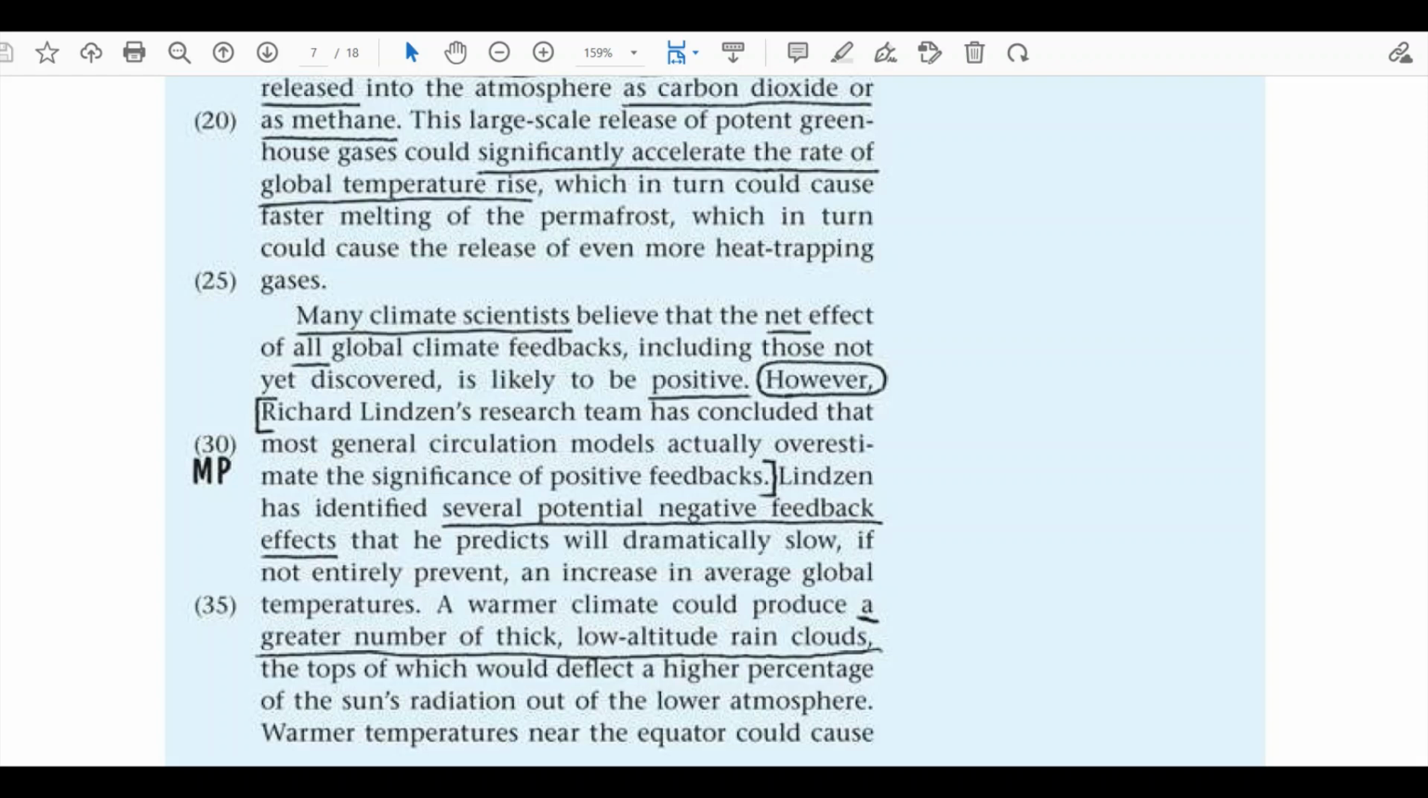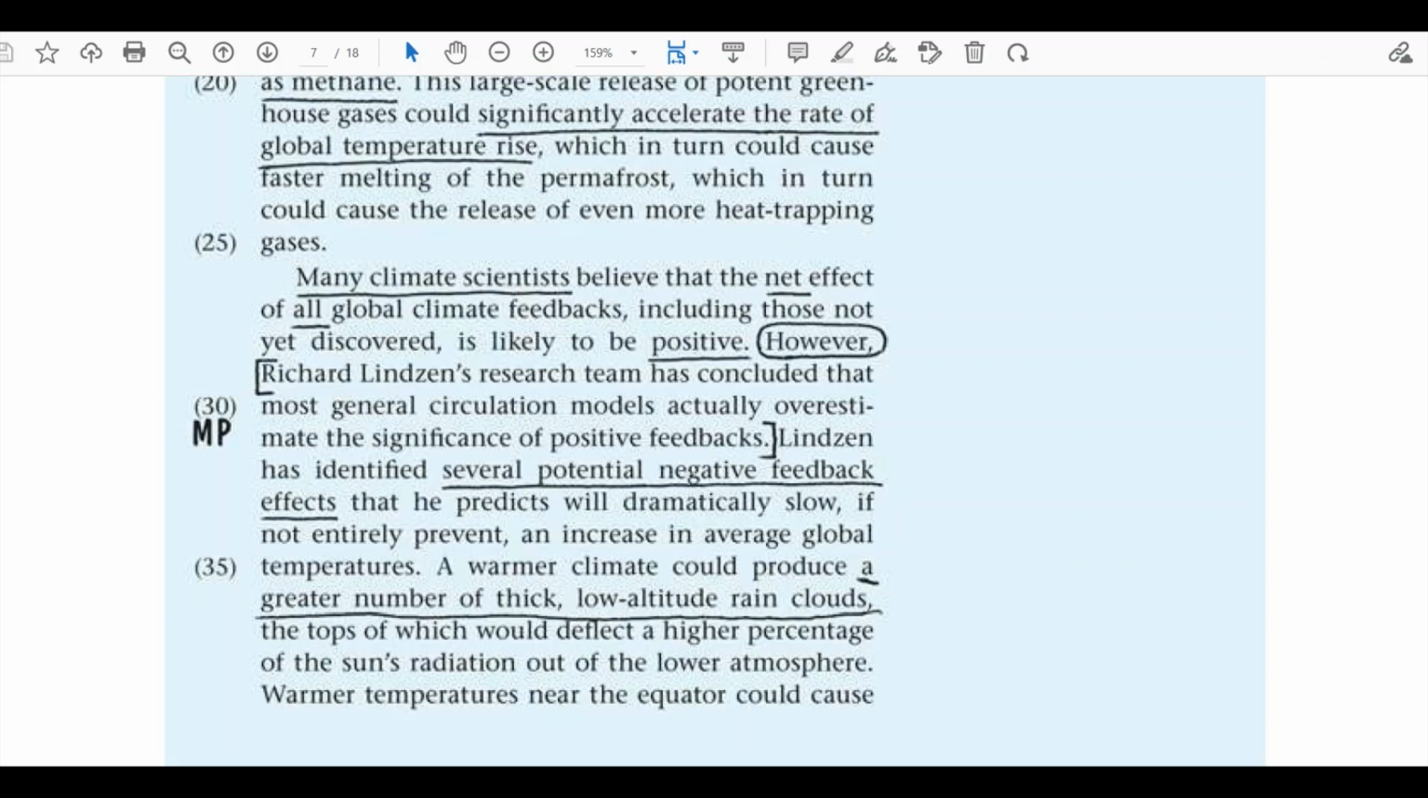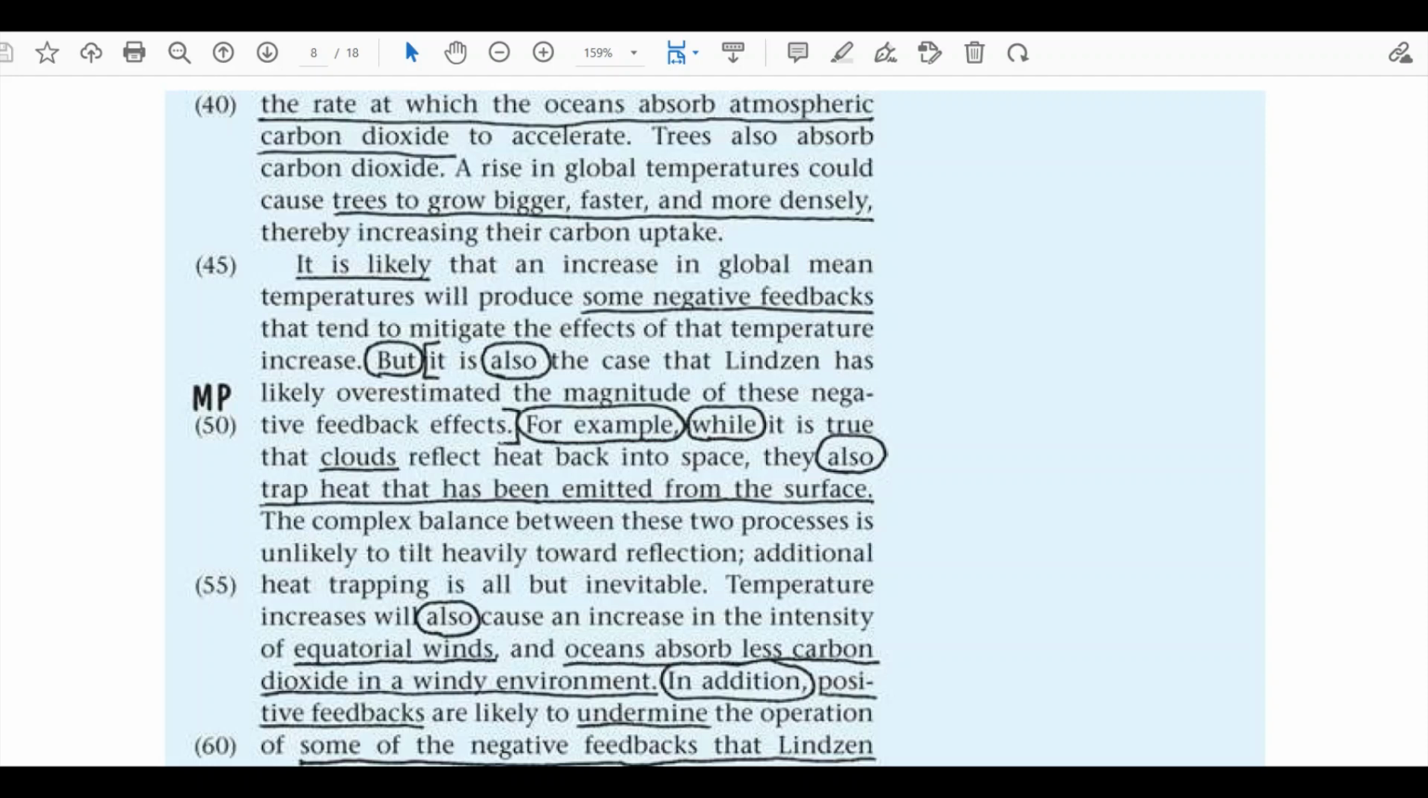Lindzen has identified several potential negative feedback effects that he predicts will dramatically slow, if not entirely prevent, an increase in average global temperatures. A warmer climate could produce a greater number of thick, low-altitude rain clouds, the tops of which would deflect a higher percentage of the sun's radiation out of the lower atmosphere. Warmer temperatures near the equator could cause the rate at which the oceans absorb atmospheric carbon dioxide to accelerate.